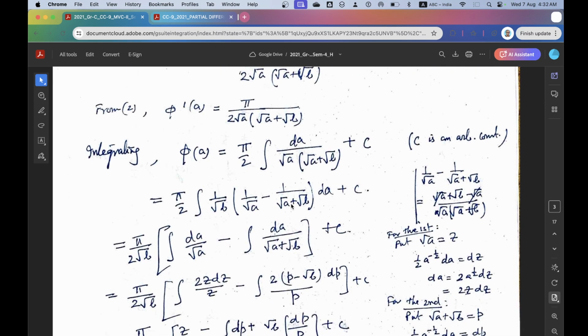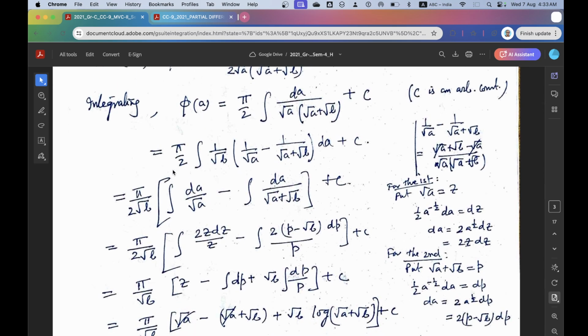Now we can write this 1 by square root of a minus 1 by square root of a plus square root of b, because after simplification we get square root of b whole divided by square root of a into bracket square root of a plus square root of b. So dividing by square root of b, we get pi by 2 square root of b, integration da by square root of a minus integration da by square root of a plus square root of b, plus c.